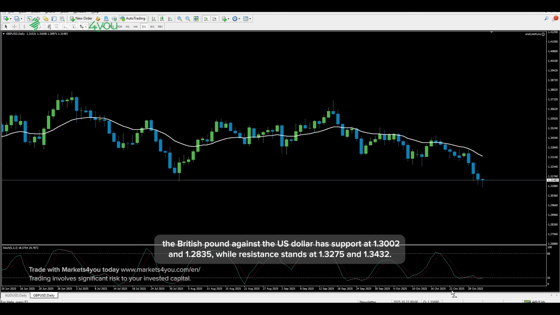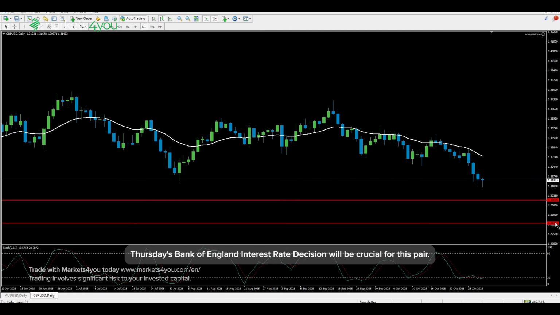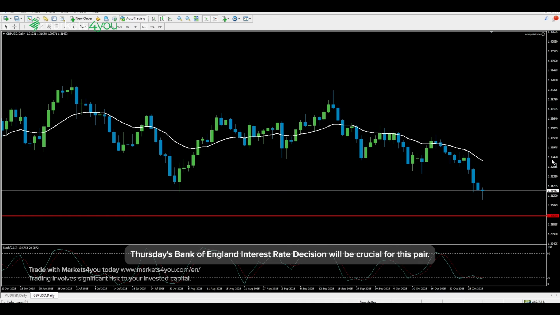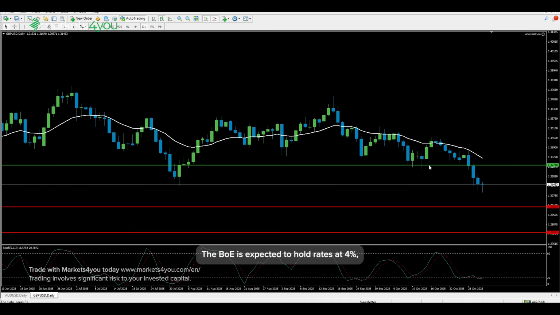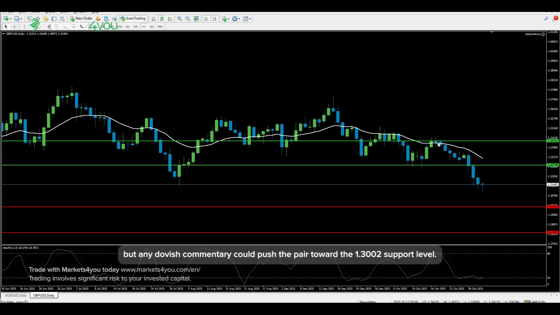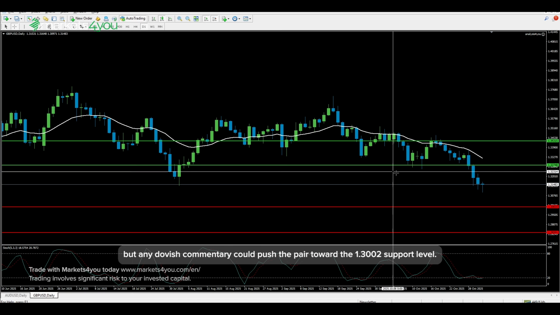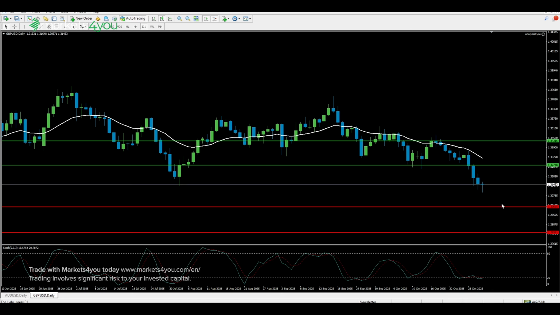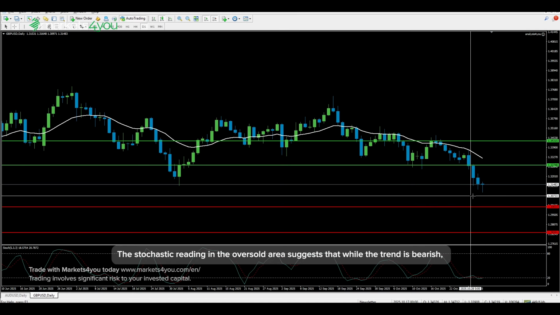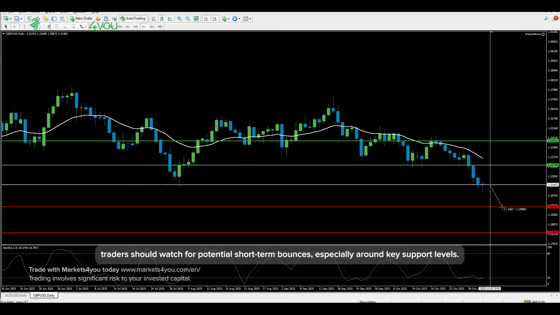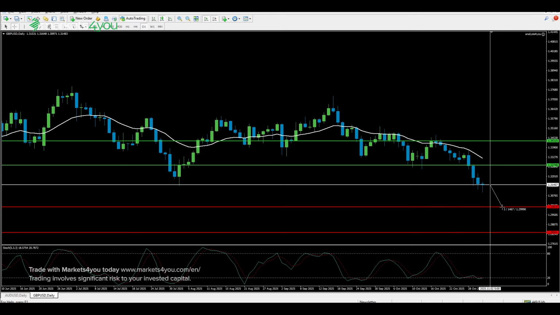Looking at key levels, the British pound against the US dollar has support at 1.3002 and 1.2835, while resistance stands at 1.3275 and 1.3432. Thursday's Bank of England interest rate decision will be crucial for this pair. The BoE is expected to hold rates at 4%, but any dovish commentary could push the pair toward the 1.3002 support level. The stochastic reading in the oversold area suggests that while the trend is bearish, traders should watch for potential short-term bounces, especially around key support levels.